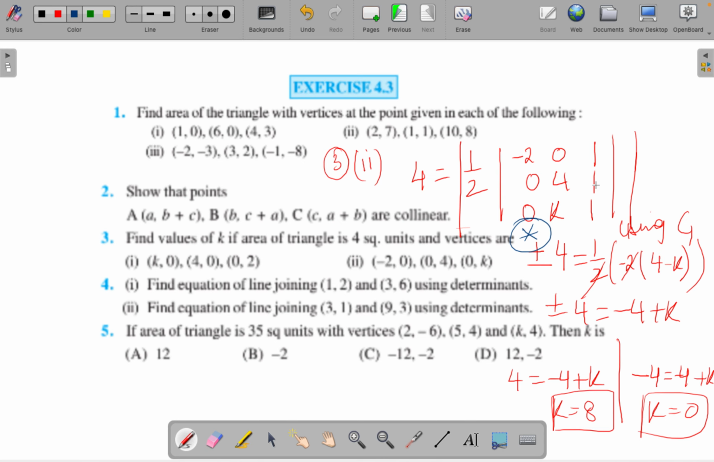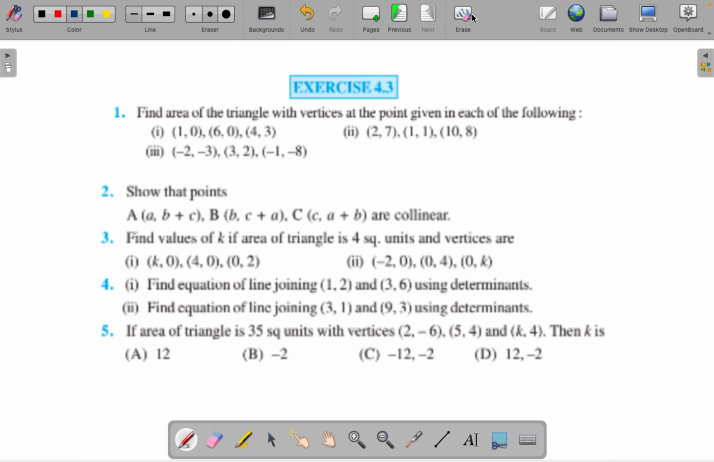Question number 4 is again very simple. Same logic will be applied. What does the question say? Let's check. Find the equation of a line. Line means, again, what are the points? As soon as you know that a line is being talked about, the points are collinear, right? And we don't know the equation; we have to find the equation of the line.